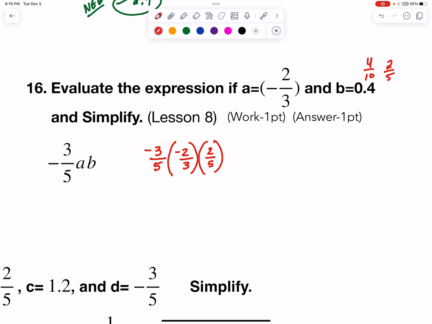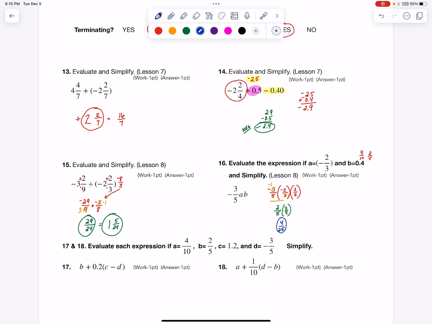All right, and now we're just going to multiply across from left to right. So let's take care of this first. And we have 3 times 2 is 6. Negative times a negative is a positive. 5 times 3 is 15. Before we do that, though, remember, we want to ask ourselves, can we cross simplify? And the answer is yes. So let's do that first. Divide by 3, we have a -1 and a 1. And so really for this one, we end up with 2/5 times 2/5. Can we cross simplify? No. So we're just multiplying straight across, and we end up with 4/25 as a final answer for number 16.